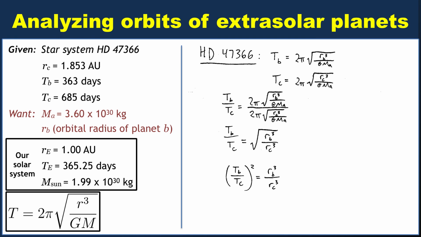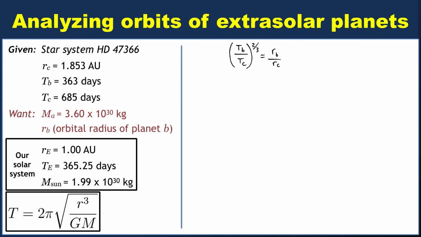Here you have to take a cube root, and you may want to examine your calculator carefully to make sure you know how to do that. Any scientific calculator ought to be able to handle that, but we'll take the cube root of both sides. And now we just want to go through and solve for R sub B, so R sub B equals R sub C times the quantity, TB divided by TC, raised to the 2/3 power, which is the same as saying squared and taking the cube root. Now we can put in numerical values.